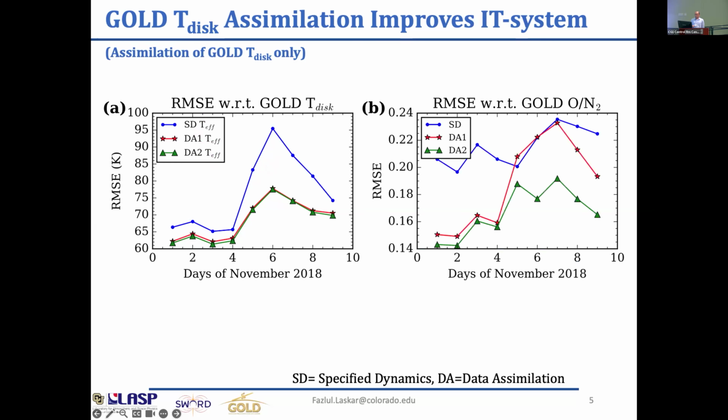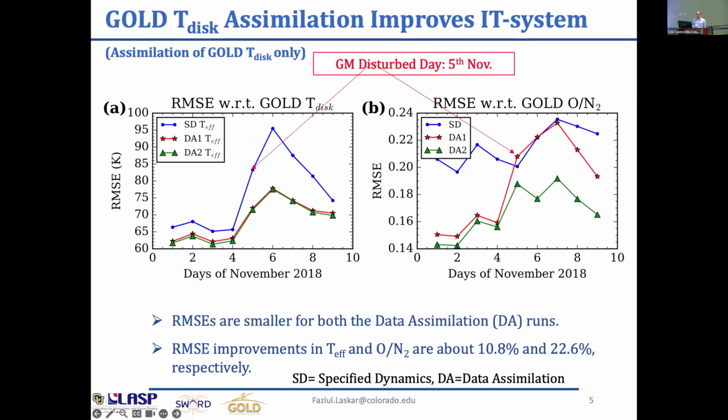And we also check that with the O/N2. So in the O/N2 here, we did not assimilate O/N2. In this case, we assimilated only temperature and checked the improvement in O/N2. So what we found out, O/N2 also gets better if we do a thermosphere plus ionosphere adjustment when we assimilate T-disk. So yeah, in this particular case, we used the 5th and 6th as a storm time, and that's why the RMS errors were higher during the storm.